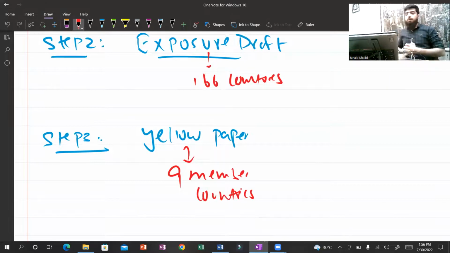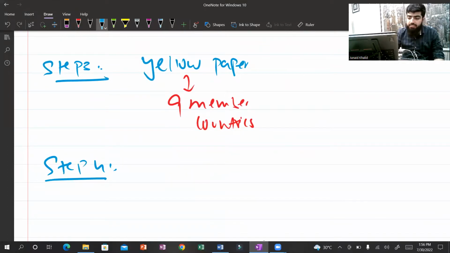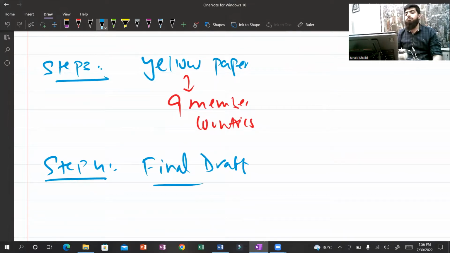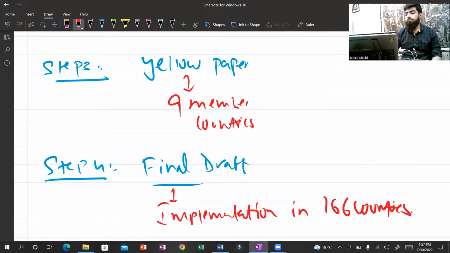Afterwards, once it is approved, or after making any required changes, now step 4, the last step, is the implementation of the standard. It means the final draft will be made, in which the implementation will be carried out in 166 countries. Implementation will be done in 166 countries.